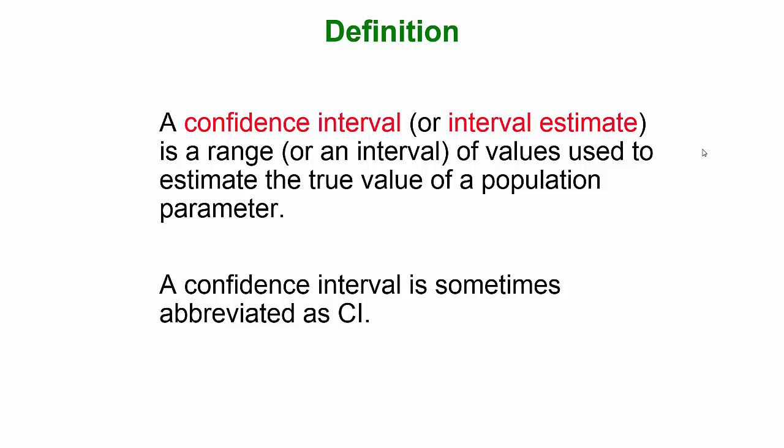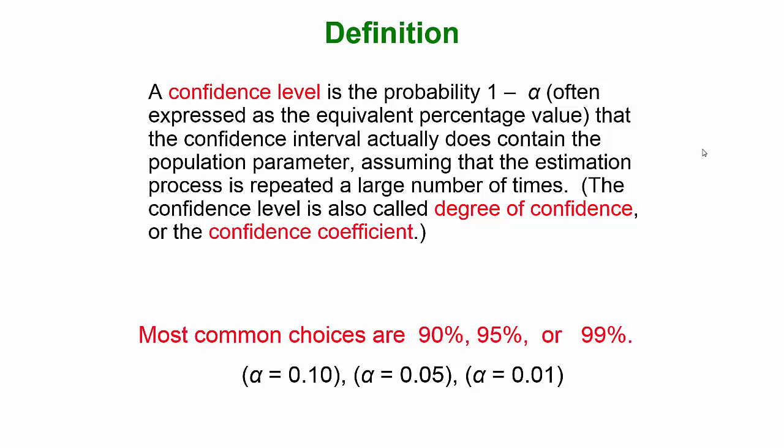A confidence interval or interval estimate is a range or an interval of values used to estimate the true value of a population parameter. A confidence interval is sometimes abbreviated as CI. A confidence level is the probability 1 minus alpha, often expressed as the equivalent percentage value, that the confidence interval actually does contain the population parameter, assuming that the estimation process is repeated a large number of times. The confidence level is also called the degree of confidence or confidence coefficient.